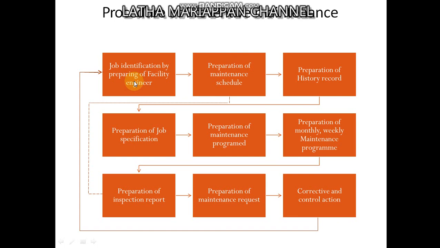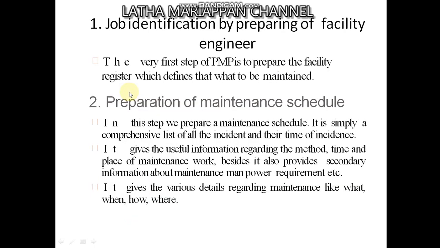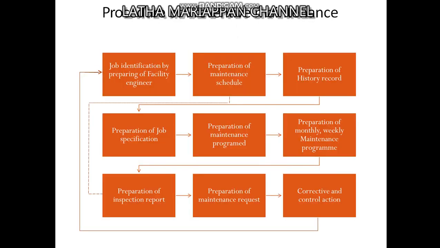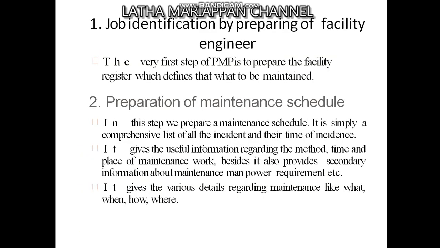What is the first one? Job identification by the facility engineer. This is the very first step in preventive maintenance. It is to prepare the facility register, which defines what is to be maintained. So you register which equipment needs repair or maintenance.